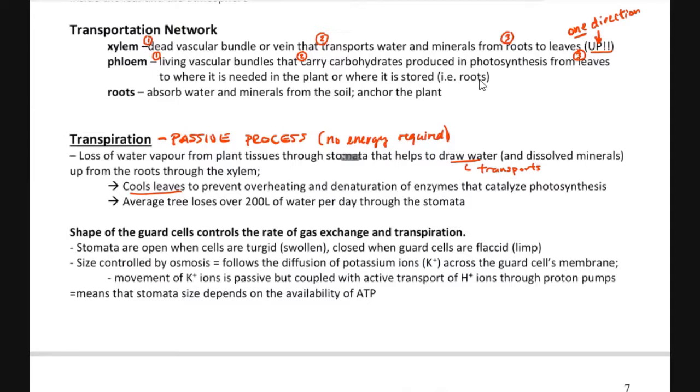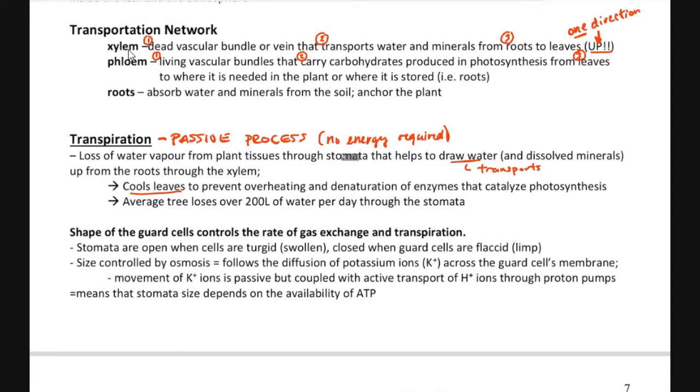Okay. So let's take a look again. Dead versus living is your first answer to what's the difference. Carries water and minerals or carries carbs is your second. And then the direction. One direction from the roots up to the leaves versus from the leaves to wherever I want it and then store it in the roots. In any direction I want to go, up or down.